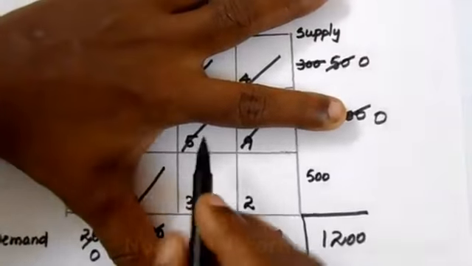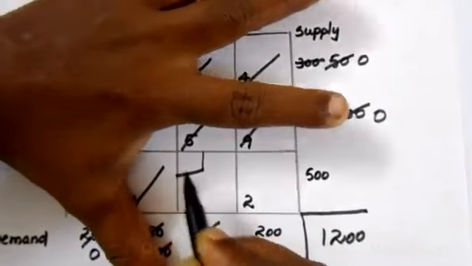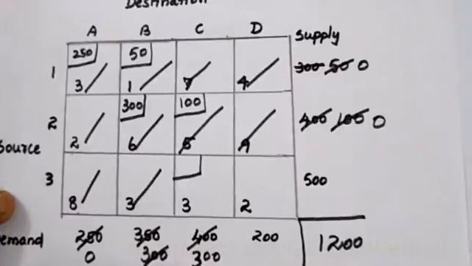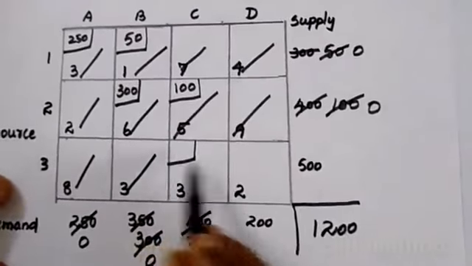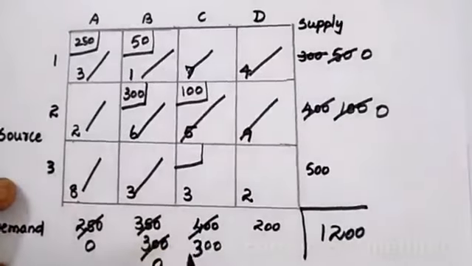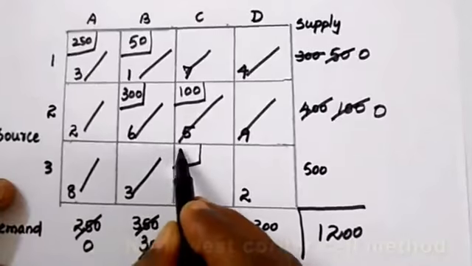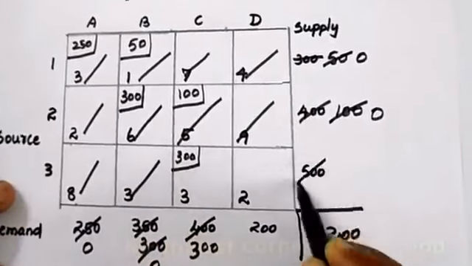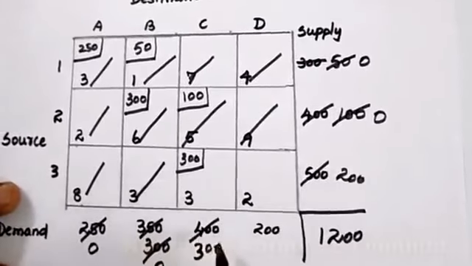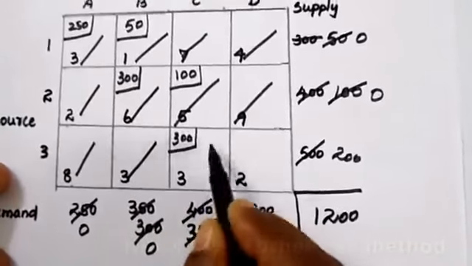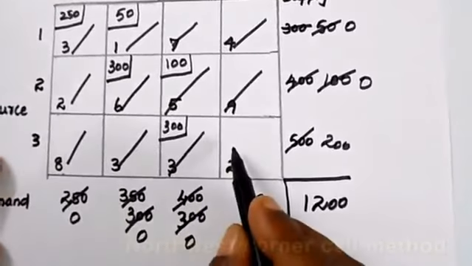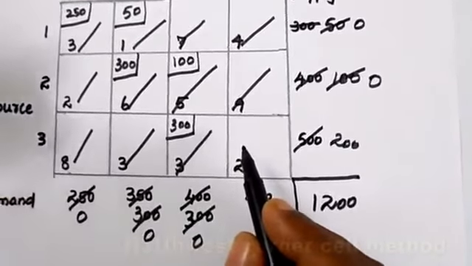This is the northwest corner, no? Allocate this cell. We have got 300 demand and 500 supply. Which one is lesser value? Demand is less. So put 300 here. Balance 200. Cancel 0. This also gets cancelled. And finally you will have only one cell unallocated.